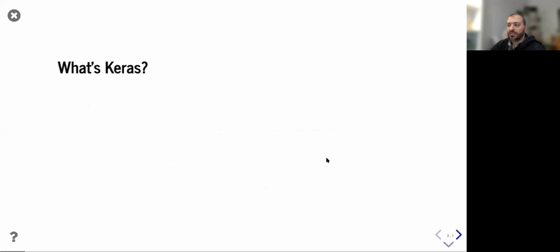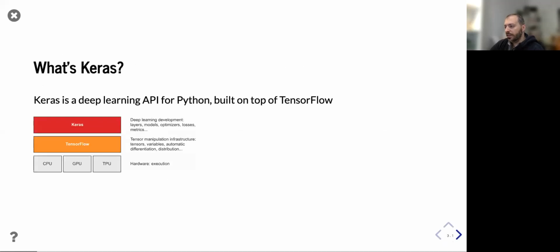Let's see what Keras is now. Keras comes on top of TensorFlow. Here you can see a figure. At the bottom, you have the hardware, as I mentioned before, which can be CPU, GPU, or TPU. Then you have TensorFlow on top of it. TensorFlow deals with all the low-level things like the tensors, the variables, the tensor operations, the automatic differentiation that we saw, and some distribution strategy in case you have multiple machines. All these are handled by TensorFlow.